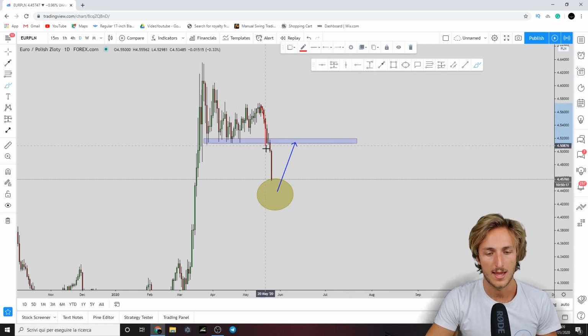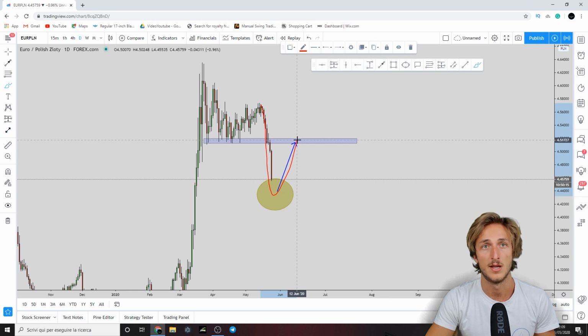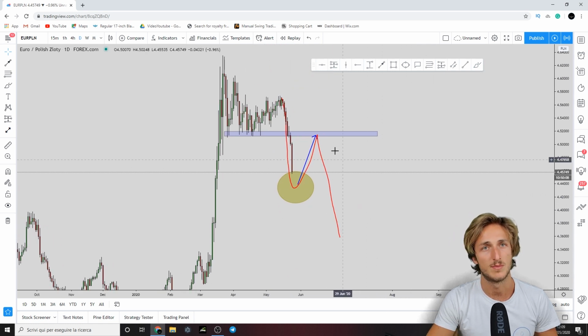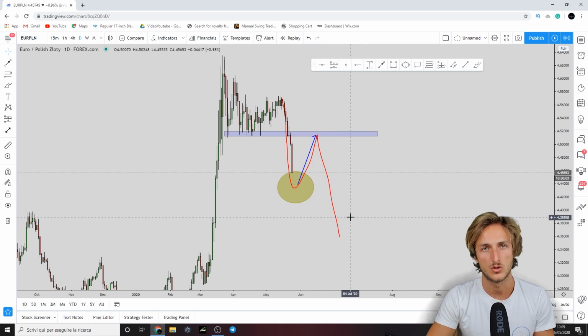Simply at that point, we will have an impulse correction pattern, and you expect the next impulse to the downside, because overall you would like to see the market go and test this structure here. But in general, after an impulse and a correction, you expect continuation to the downside.